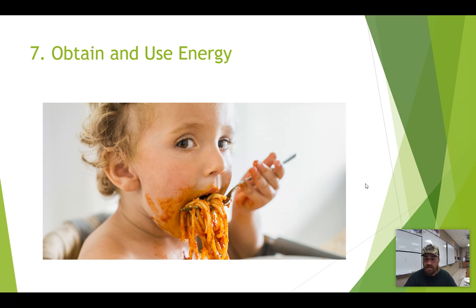Seven, obtain and use energy. I know this, guys, is a baby eating, but you don't see plants physically eat, and plants still need to obtain and use energy. So things like fertilizer, carbon, and nitrogen, those plants still need. And for animals, of course, they need to eat food. They need to be able to get some type of energy for their body to work, to reproduce, to grow and develop, and to maintain homeostasis.